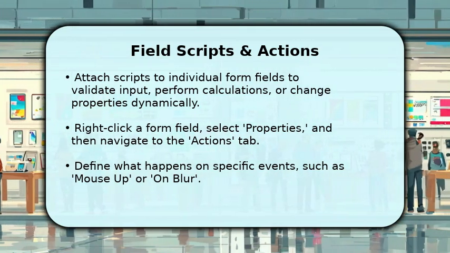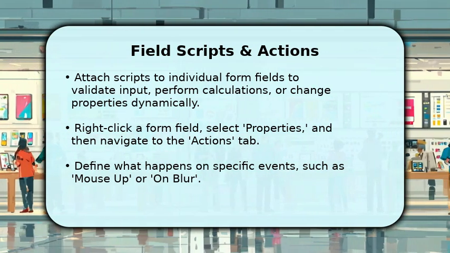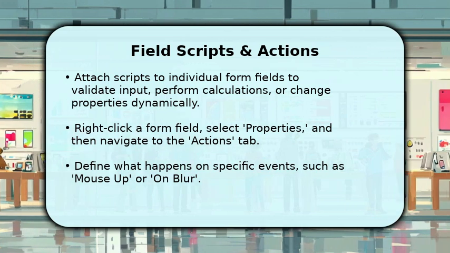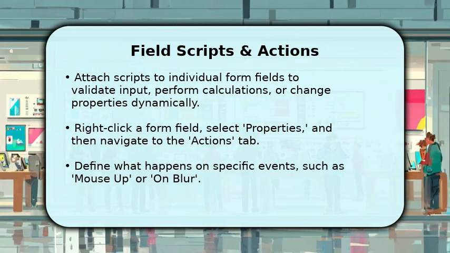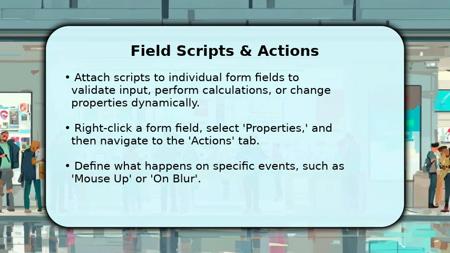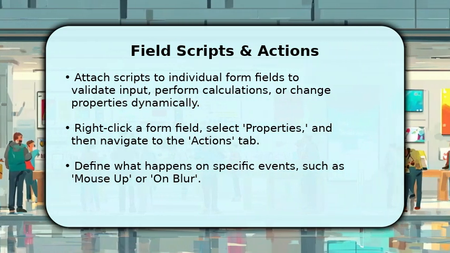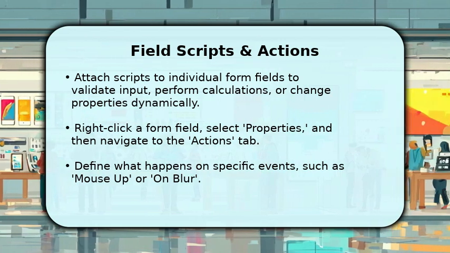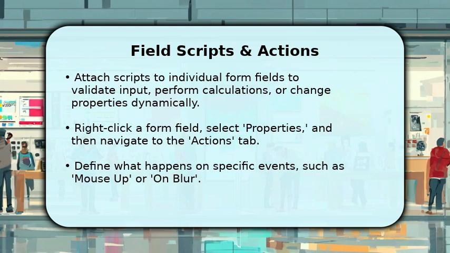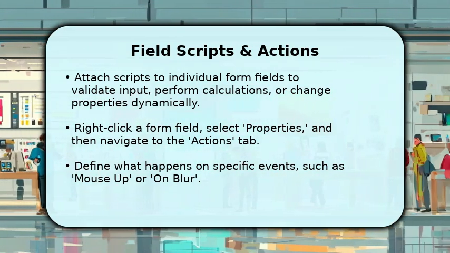Finally, let's look at field-level JavaScript and custom actions. You can attach scripts to individual form fields to validate input, perform calculations, or change field properties dynamically. Right-click a form field, select Properties, and then the Actions tab. Here, you can define what happens on events like mouse up or on blur. This allows for highly interactive forms, such as automatically calculating a total from several input fields.